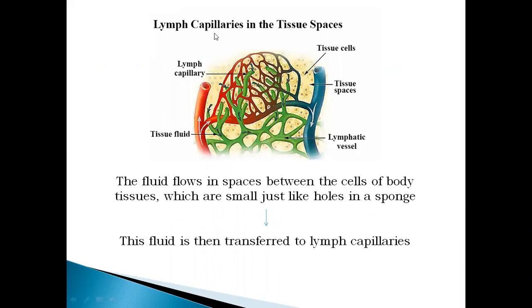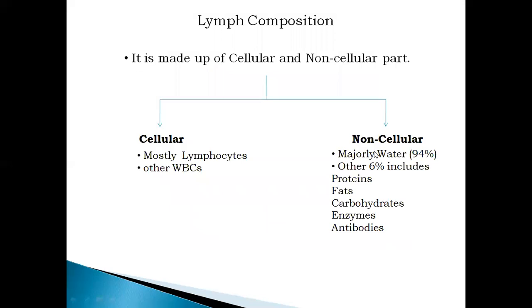The lymph capillaries in the tissue spaces flow in the spaces between the cells of the body tissues, which are small, just like holes in a sponge. And this fluid is then transferred to lymph capillaries. Lymph consists of a cellular as well as a non-cellular part. The cellular part consists of mostly lymphocytes and other WBCs, but mostly lymphocytes are active here. And the non-cellular part consists of about 94% water, and the other 6% includes proteins, fats, carbohydrates, enzymes, and antibodies.